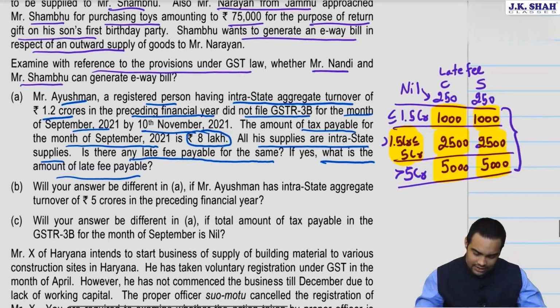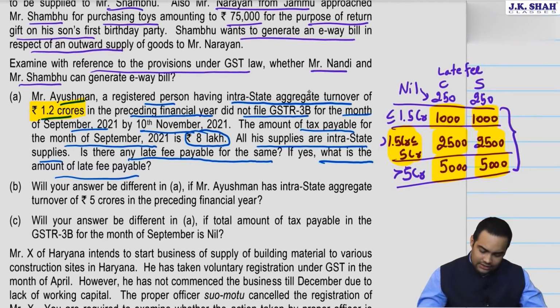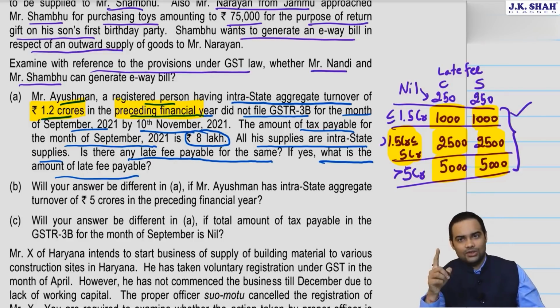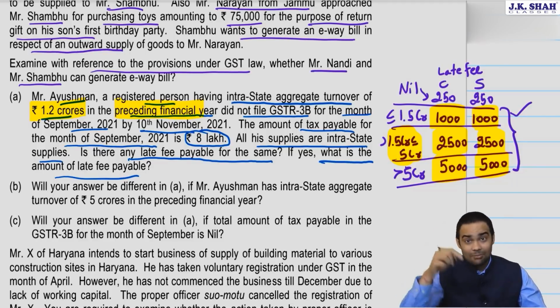Now, let's see what to apply here. Last year turnover was 1.2 crores. If last year turnover was 1.2 crores, maximum late fee will be 1000 CGST, 1000 SGST. Let's see the second part.